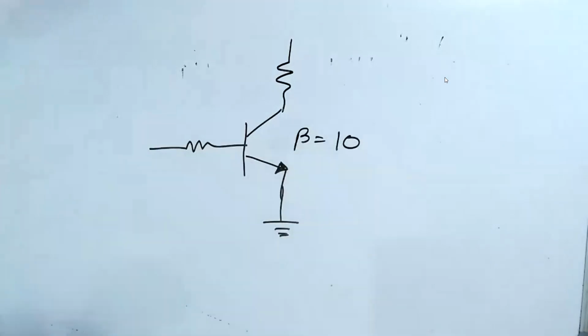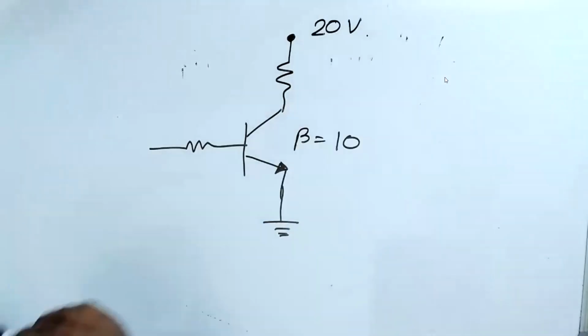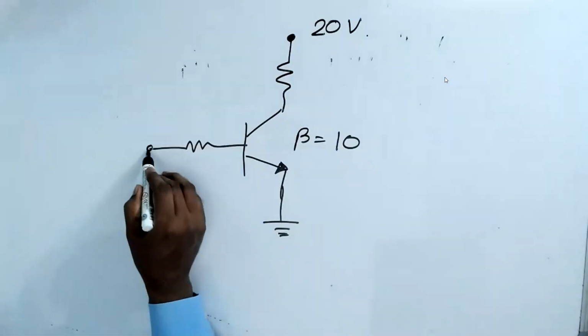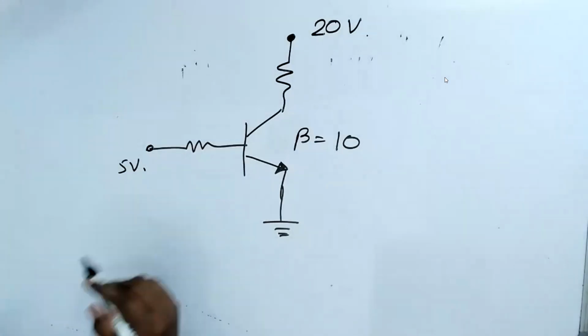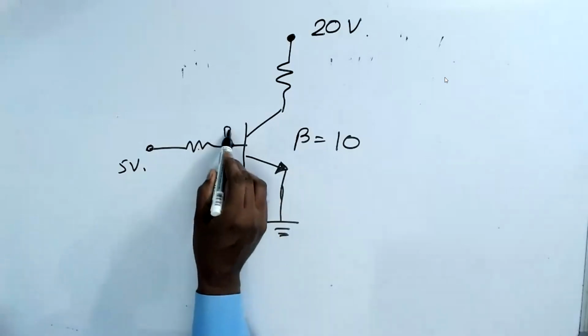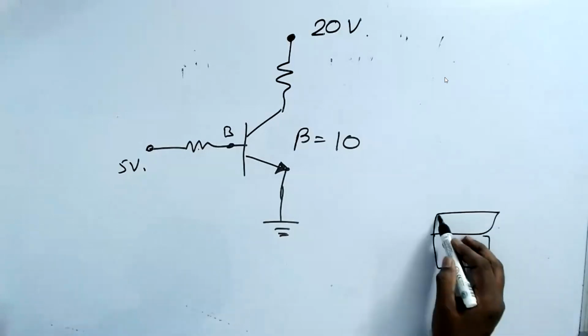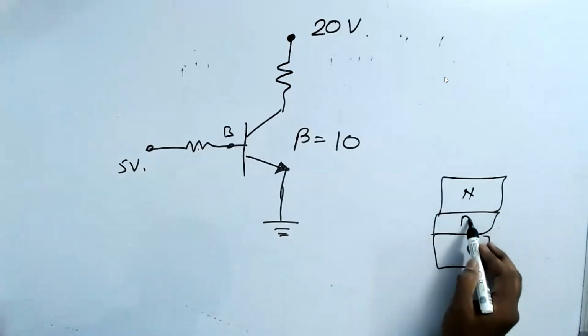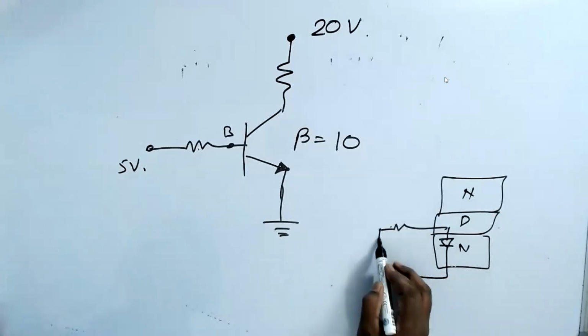Beta is 10. And I apply here 20 voltage. I apply here 5 volts, assuming. And this is a diode. Understand? This base and emitter, which we already discussed. If you draw the diagram, N, P, N. So this is forming a diode. So this is what we are connecting now.